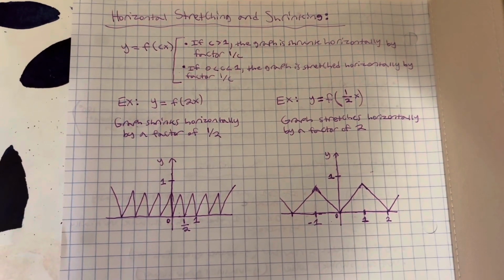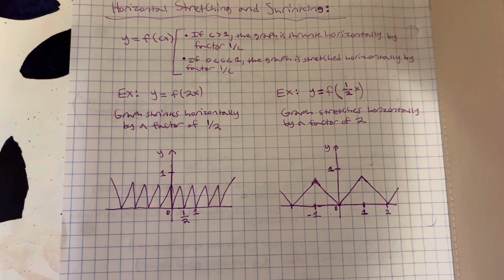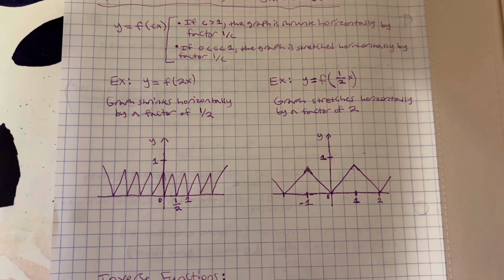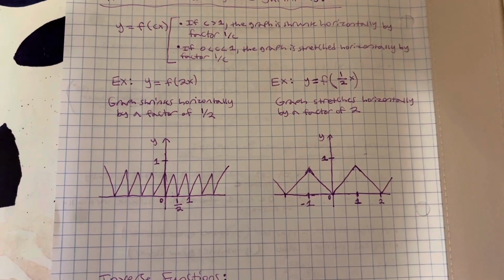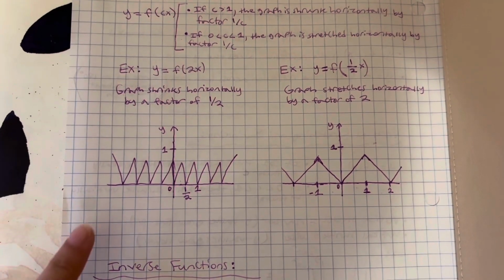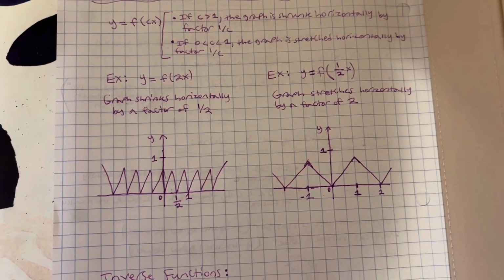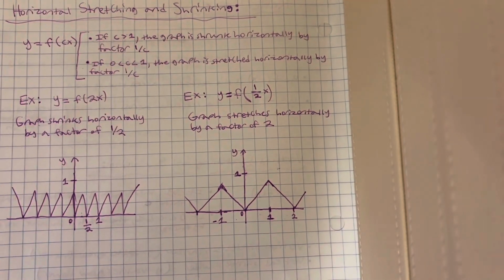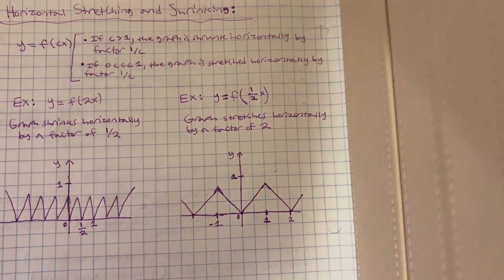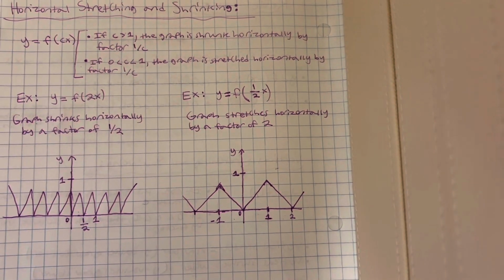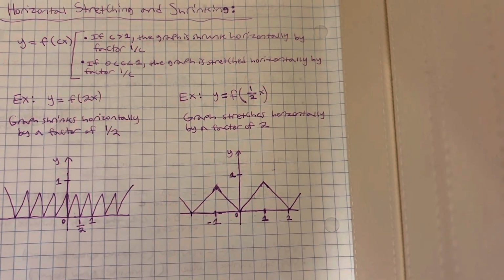So the graph is going to shrink horizontally by a factor of 1/2. It's the opposite of 2, so it's 1/2. We can see the zigzags are very tight. And for this example, we have y equals f of 1/2 x. The graph is going to stretch horizontally by a factor of 2, so we can see that the zigzags are starting to widen.